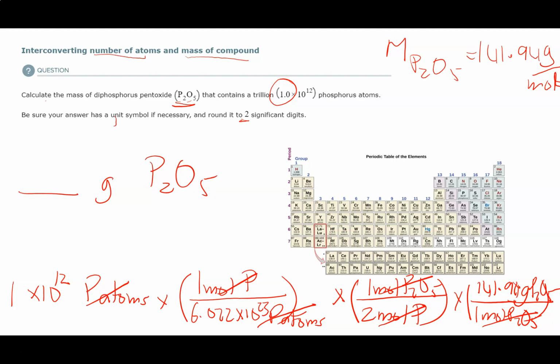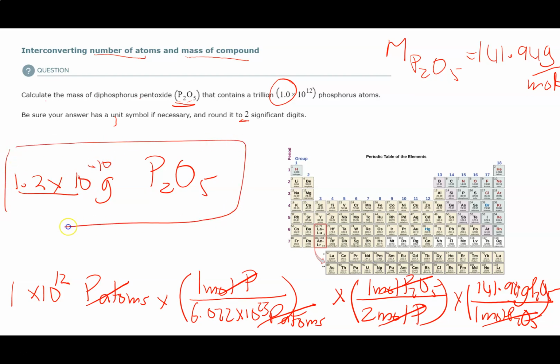So it is 1 by 10 to the 12 times 1 on Avogadro's number, 6.022 by 10 to the 23, times 1 on 2 for the mole ratio, times 141.94 for the molar mass. And so it ends up being 1.2 by 10 to the minus 10 grams.